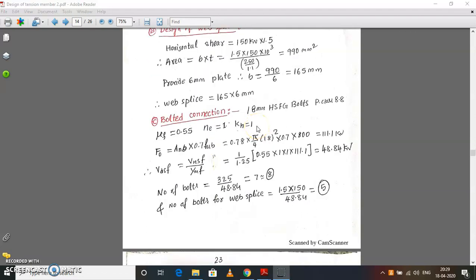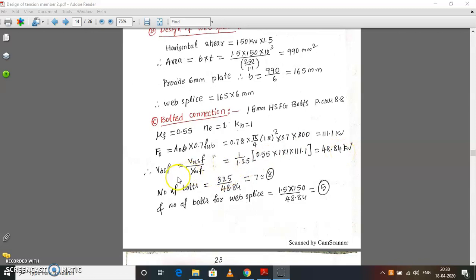So now the design of bolted connections. In the problem mentioned, 18 mm HSFG bolts of property class 8.8 have to be used. So accordingly, μf equal to 0.55, Ne equal to 1, Kh equal to 1. So calculate VDSF, that is equal to VNSF by gamma mf. So it works out to be 48.84 kilonewton. That is the bolt value.